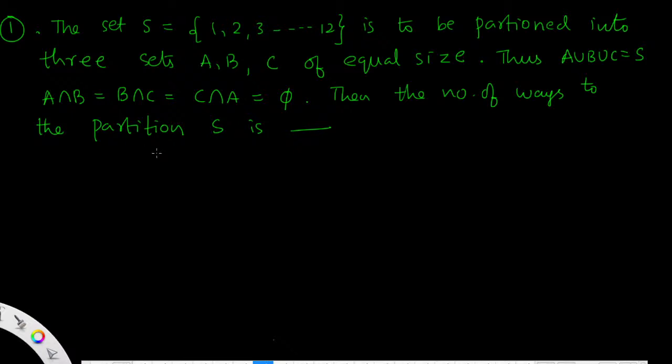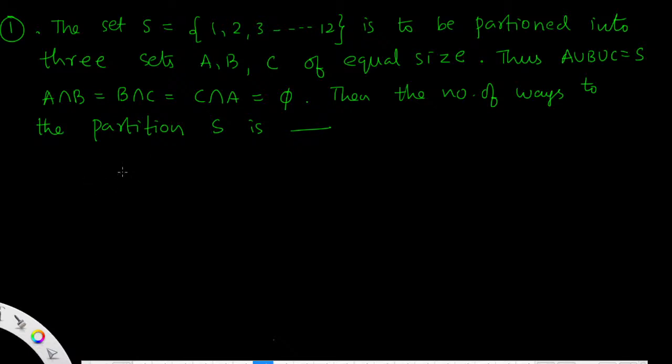S is equal to the given values 1, 2, 3, 4, 5, 6 up to 12. A, B, C are equal sizes such that A union B union C equals S. The condition given is A intersection B, B intersection C, C intersection A equal to the null set. Then we have to distribute 12 things into 3 sets A, B, C.